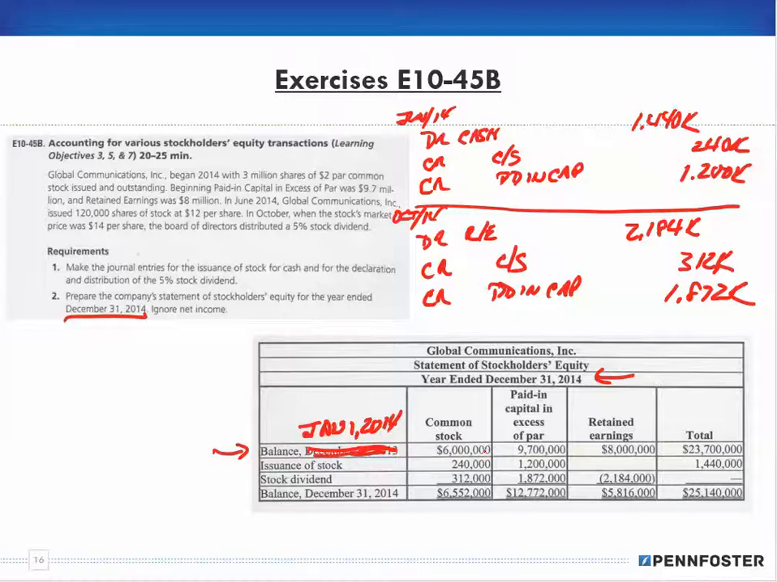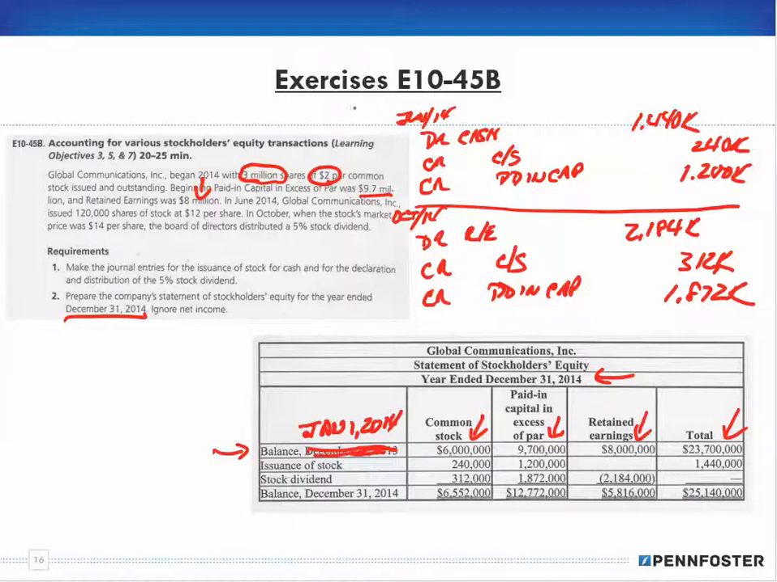And in this case, we actually have to calculate them out, because we don't have that previous statement. So what do we have here? We had 3 million shares at $2 par, so 3 million times 2 is how we got the $600,000. And it tells us the paid-in capital is 9.7 million. So that's why we have the beginning balance there, and we had the beginning balance of retained earnings of 8 million. So our total equity on the balance sheet would have been 23,700,000.